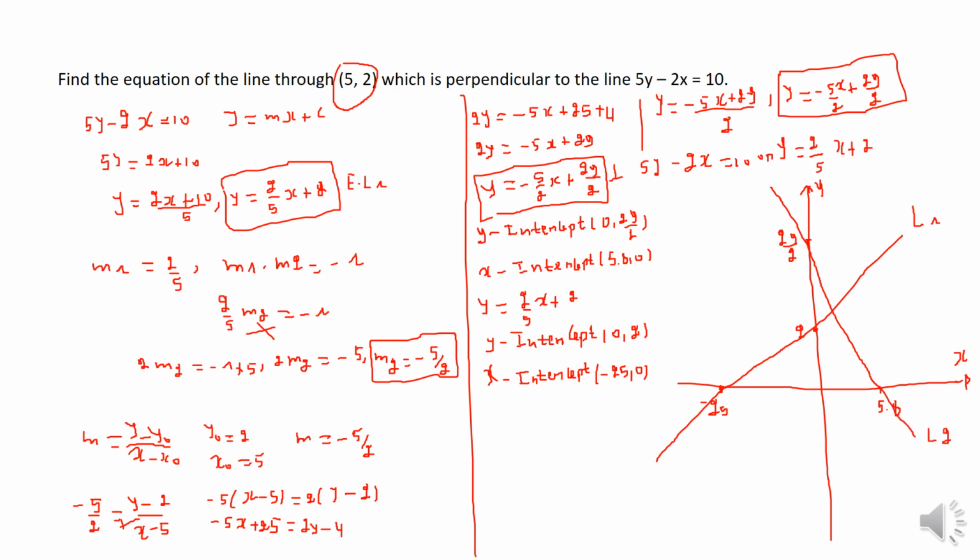So do you see here, line 1 is perpendicular to line 2, means that line 2 passes through line 1. Line 2 is perpendicular to line 1, so you conclude that the two lines are perpendicular because each line passes through the other.